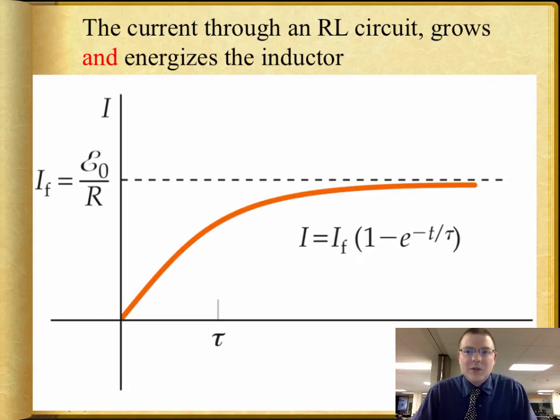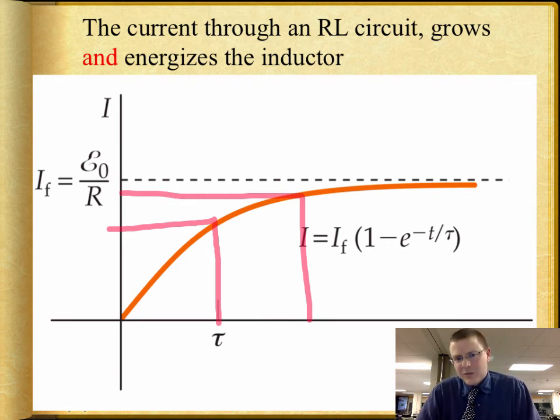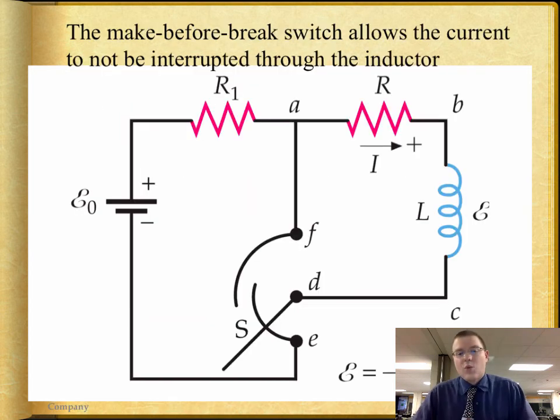As the current grows, the inductor starts to energize, and we can play the game where if we get to one time constant, we're around 63% of our maximum current. If we're at 2 time constants, we're up around 80% of our maximum current, and when you get to 4 and 5 time constants, you're at the maximum current. The inductor has now become a wire. Once we get to our maximum current, it's like the inductor is not even there.